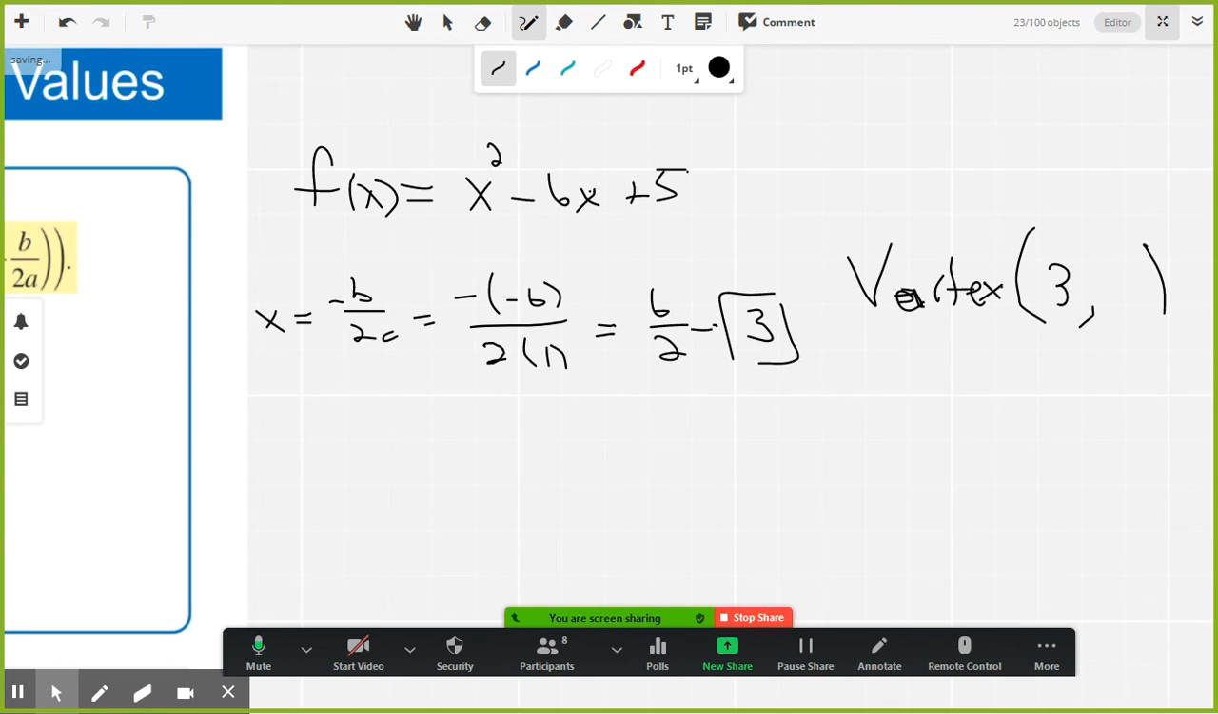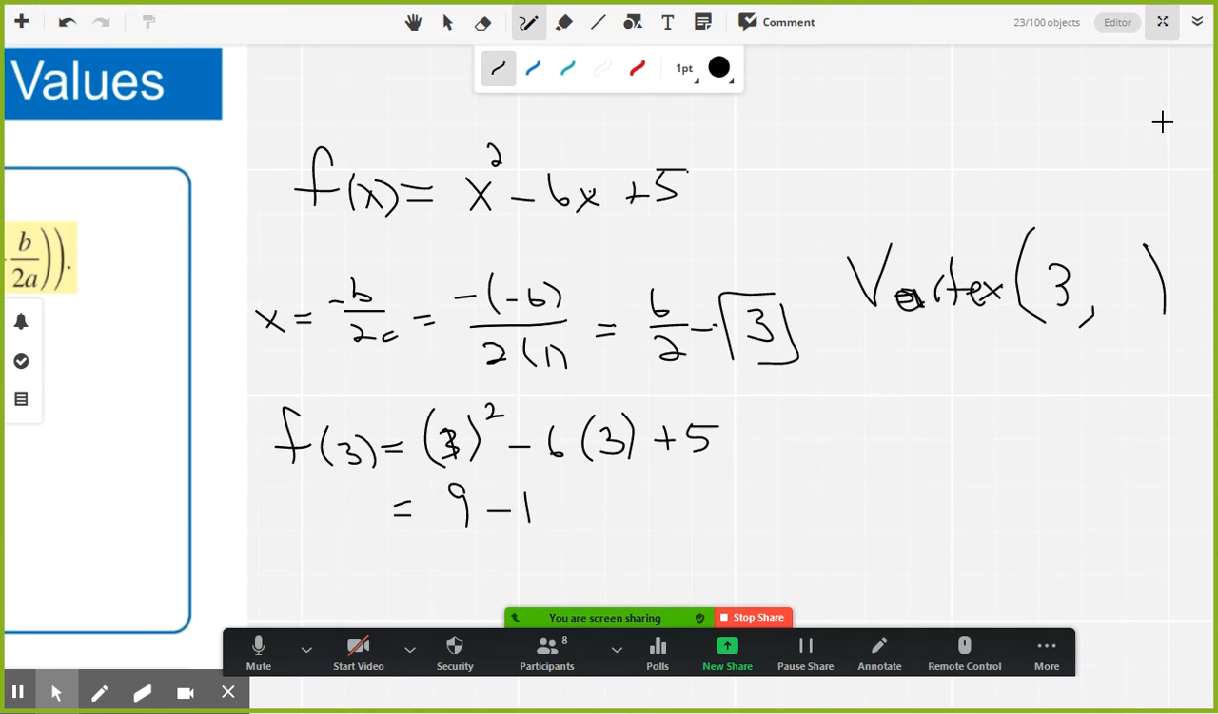Now to find the y coordinate, I just find f of 3. And so that would be 3 squared minus 6 times 3 plus 5. And you could just push that in the calculator, but that's going to be 9 minus 18 plus 5, which is negative 9 plus 5, which is negative 4. So that vertex is 3 comma negative 4.